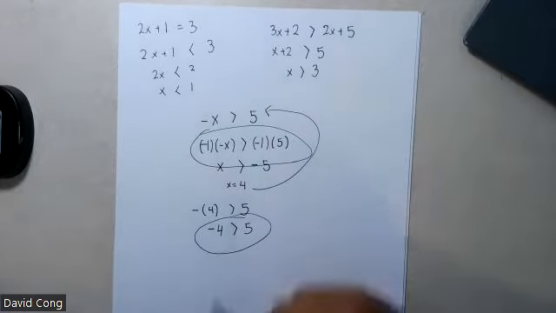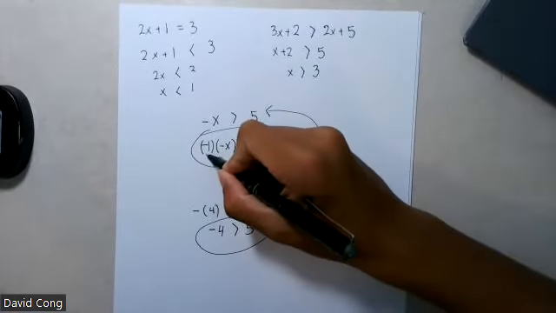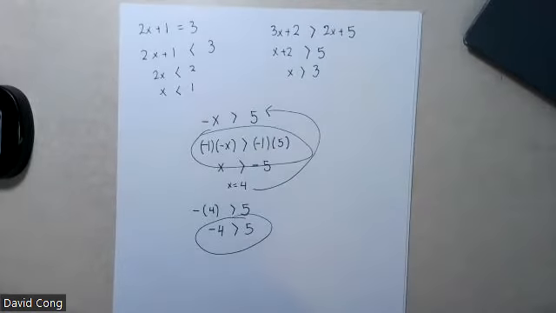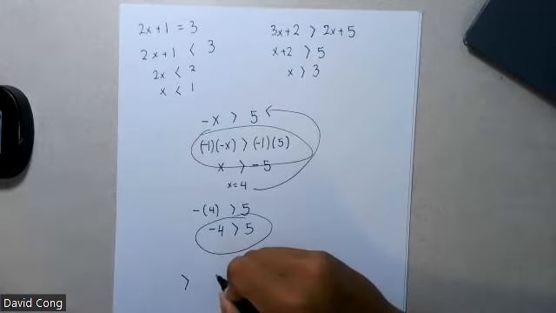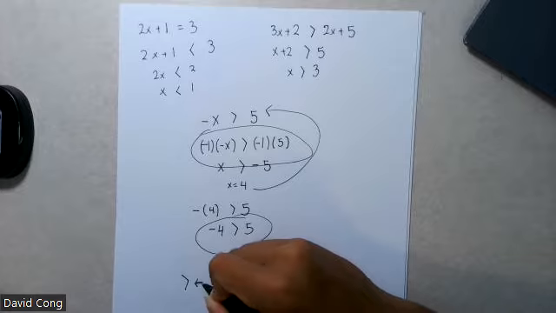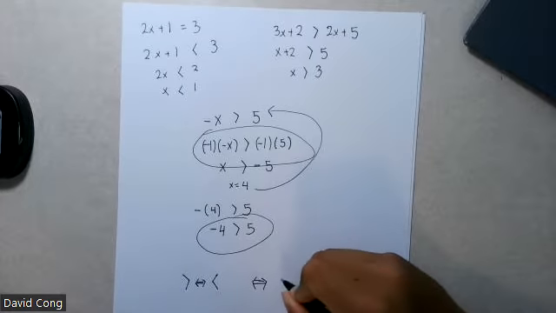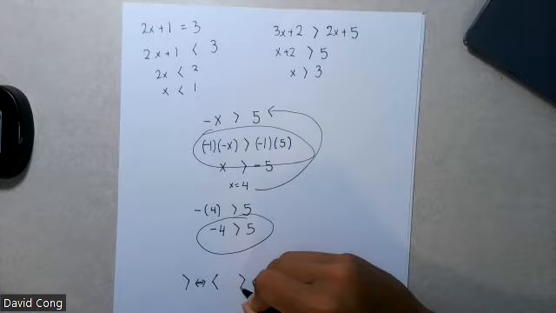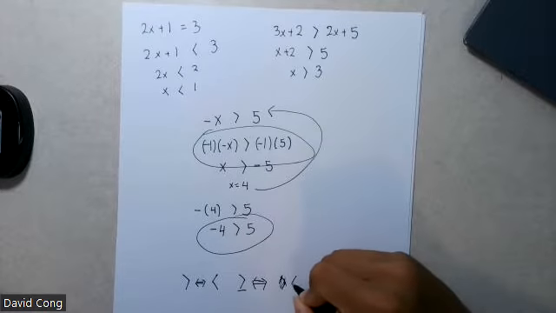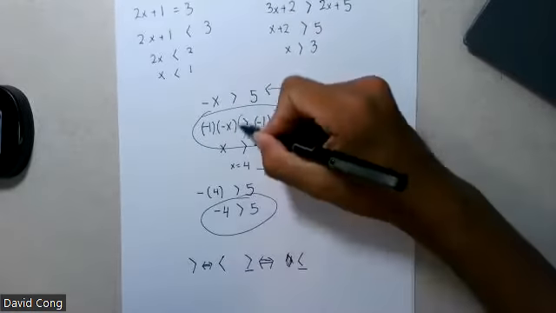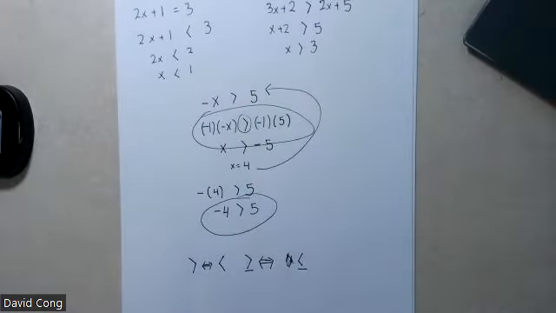So when you multiply by a negative number, this flips. If you had a greater than, it would become this, and same thing for these. They would flip. So when you multiply by a negative number, you flip the inequality symbol to the opposite direction.